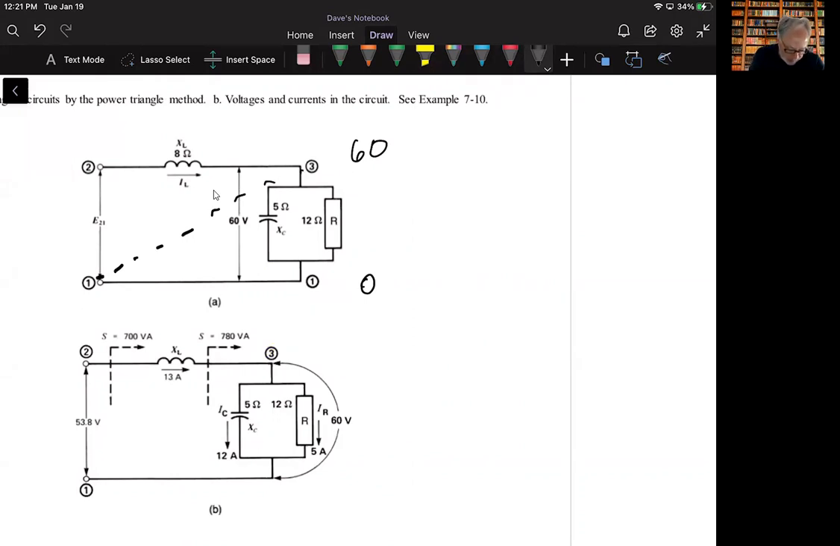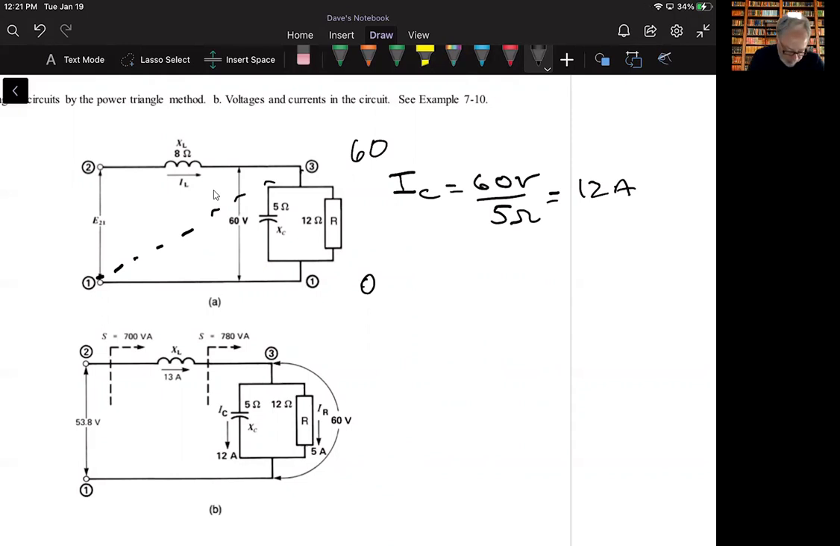He says, okay, what are we looking at here? We're looking for the current in each element. We know the impedance of the elements for the 60 volts. So we can first, he does the current through the capacitor. I was going to do the resistor, but it doesn't matter. We'll do it like he says. So the current through the capacitor, since it's 60 volts and 5 ohms, would have to be 12 amps.